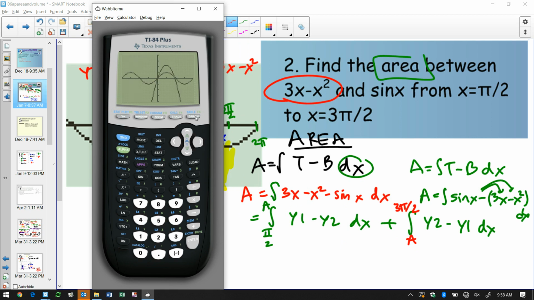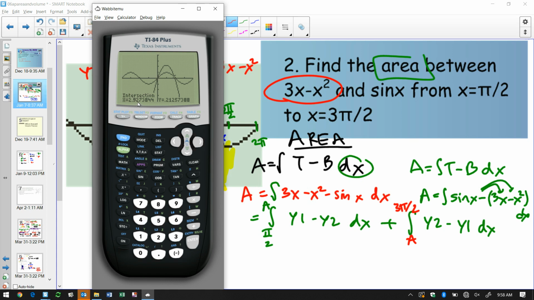So I go to my graph, and what I want to do is find the intersecting point right here. Go to second Calc 5. Go to the left side of that intersection, hit enter. Go to the right side of that intersection, hit enter. The closer you are to the intersection, the less work your calculator has to do, but honestly, your calculator can work pretty fast. Okay, so the intersecting point is 2.927.